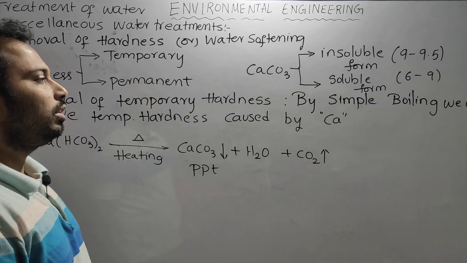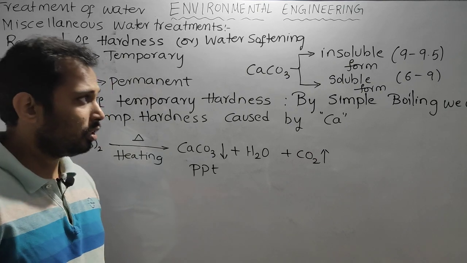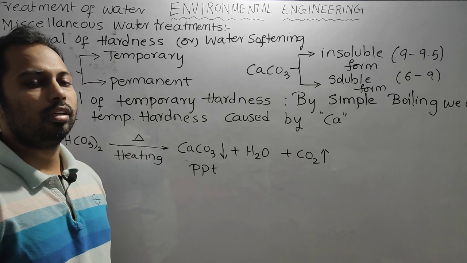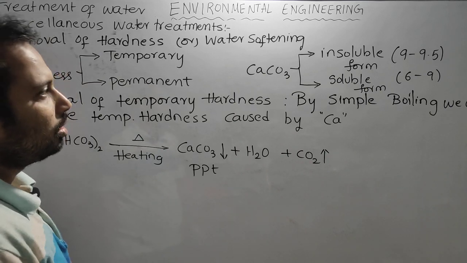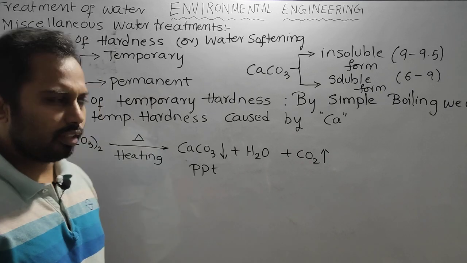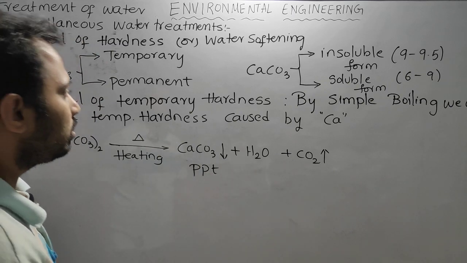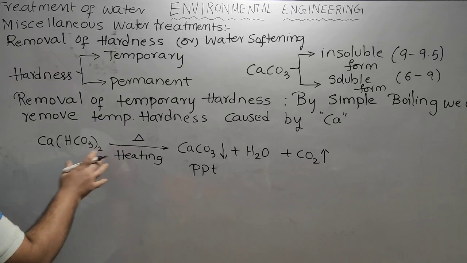So that is the importance of keeping the pH between 9 and 9.5 up to the filtration, so that it can be removed in the filter. Then the disinfection process and recarbonation will take place. We will see the sequence of these operations. So let us go back to the reaction.